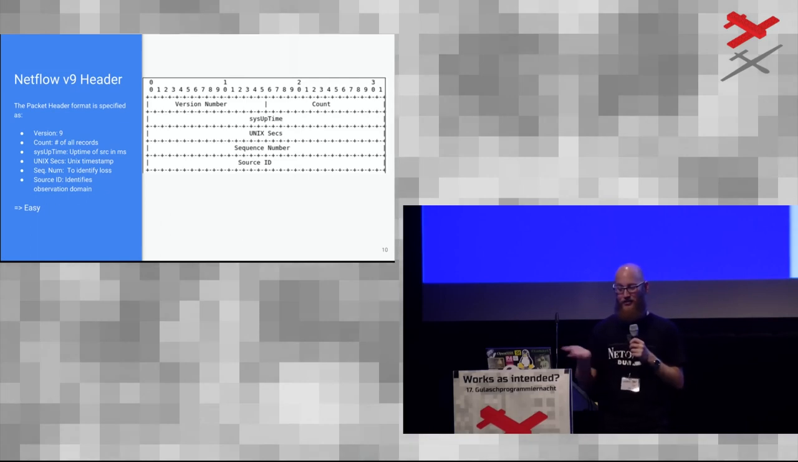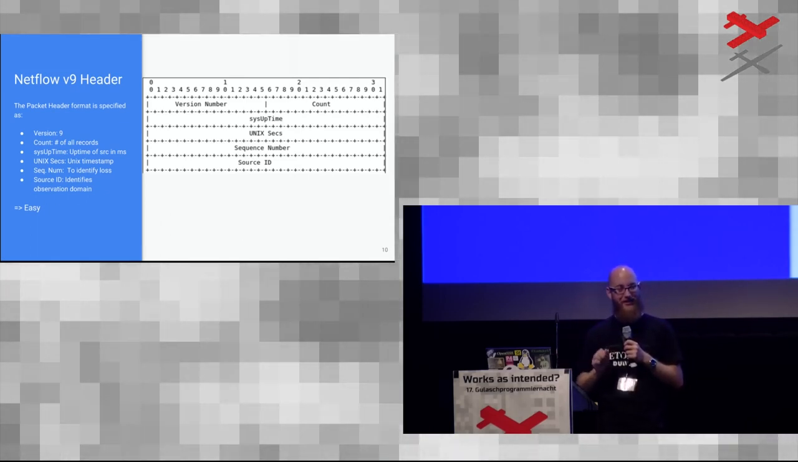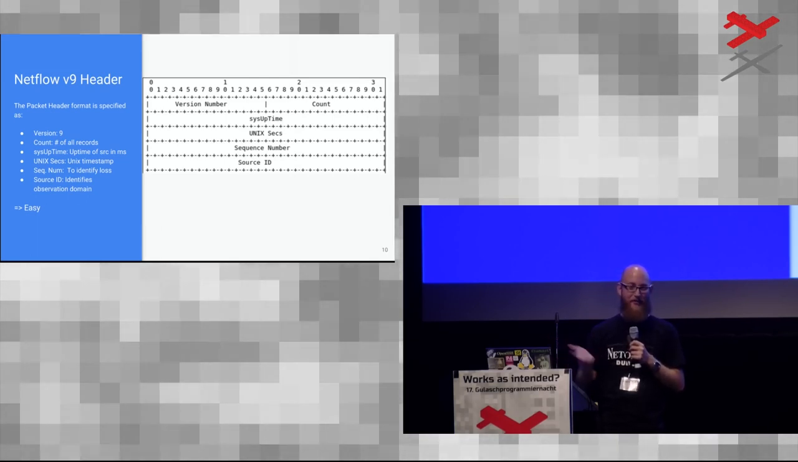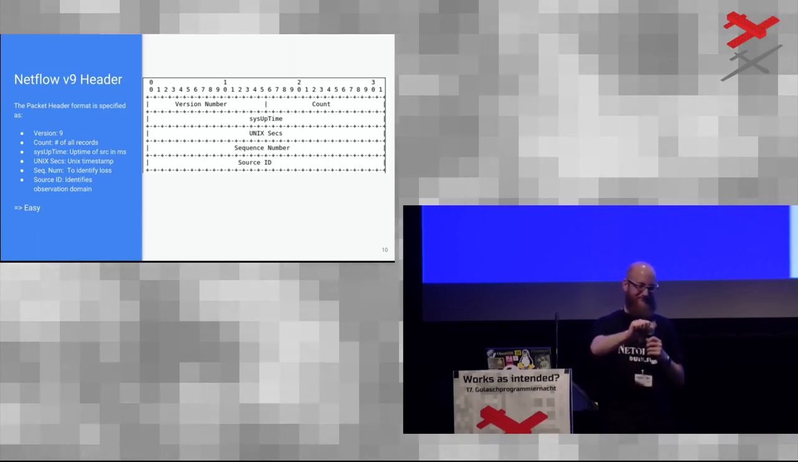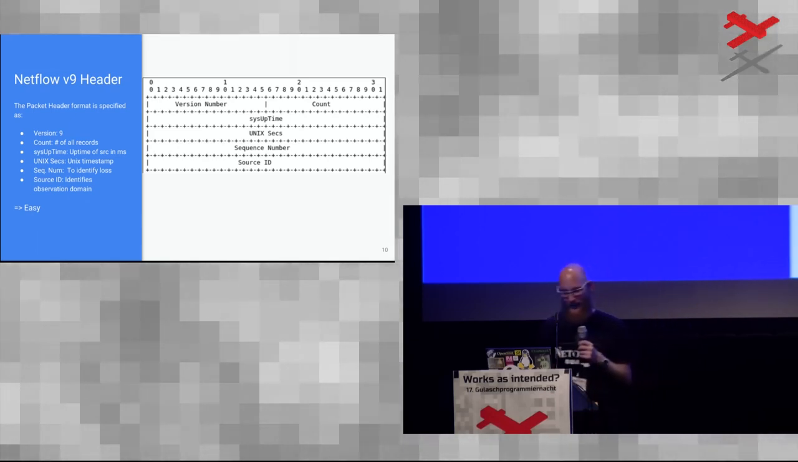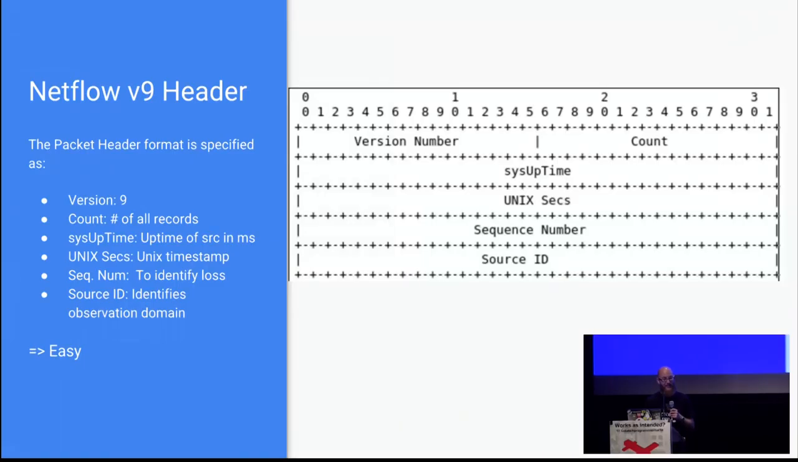And again, what you can do is then, if you want to calculate how much traffic it would actually be, let's say you see every second packet is lost, you can just multiply all your traffic by 2, and you have an idea of how much it actually is. And then there's the source ID that identifies an observation domain.